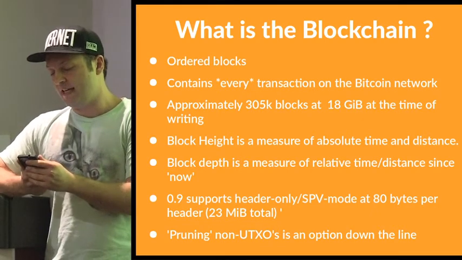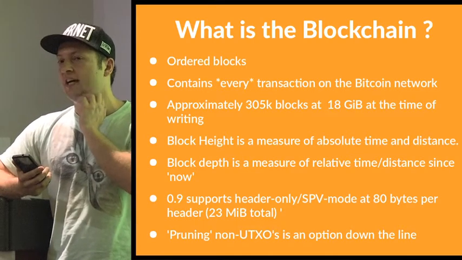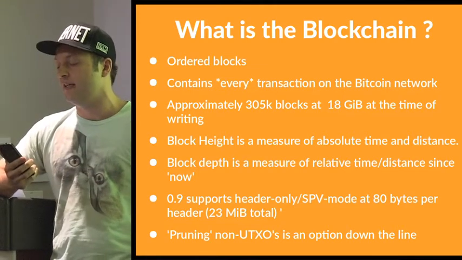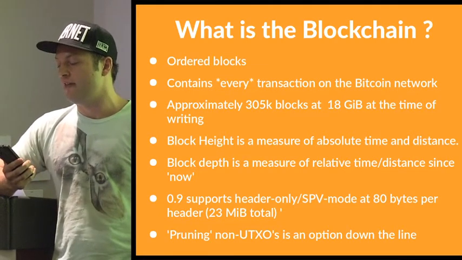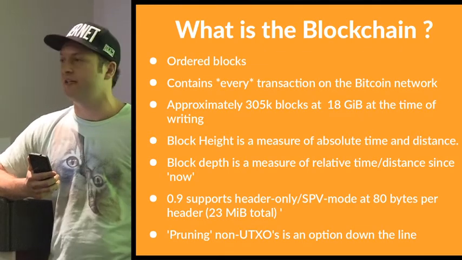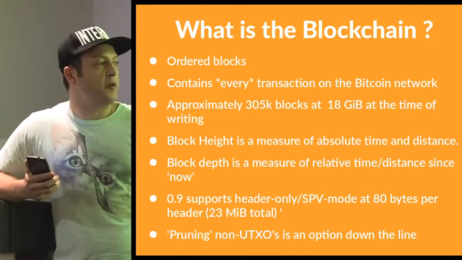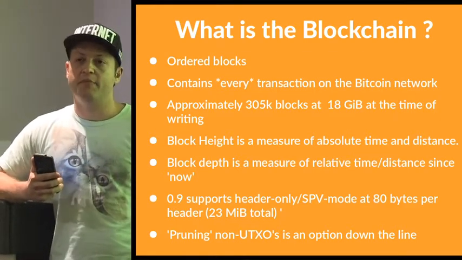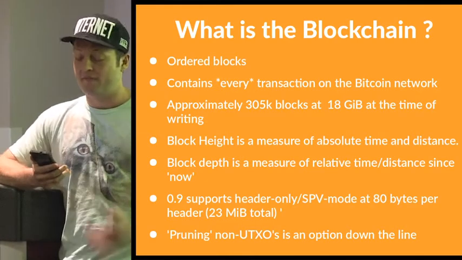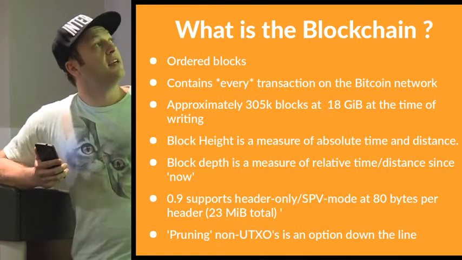Easy enough. The newer 0.9 release supports an SPV mode, which is kind of cool. For mobile clients, wherein 18 gigabytes might be a little bit too much, or for routers, where that's a little bit too much data to contain, the SPV mode will let you constrain that to about 23 megabytes, which is enough to do basic things, certainly mining. And then down the line, we have the option of pruning the blockchain and compressing it by removing any spent transactions from that blockchain. And that'll be very common as the velocity of money grows, because otherwise that'd be huge.